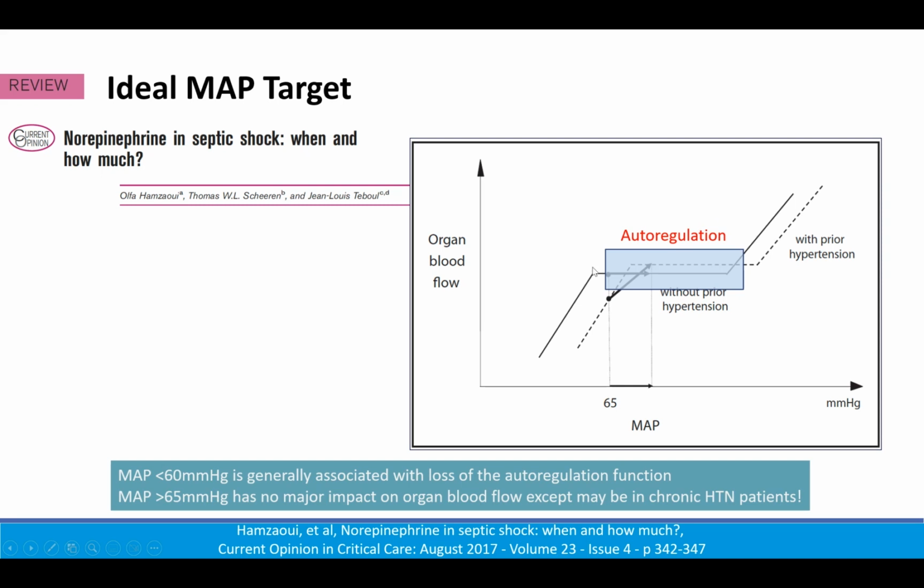On the other hand, a mean arterial pressure of less than 60 millimeters of mercury is going to be associated with decreased blood flow, because you're outside the autoregulation, and no more vasoconstriction, no more vasodilatation is going to be able to maintain the blood flow for the organ. So we make sure that the mean arterial pressure is at least 60 millimeters of mercury or above.